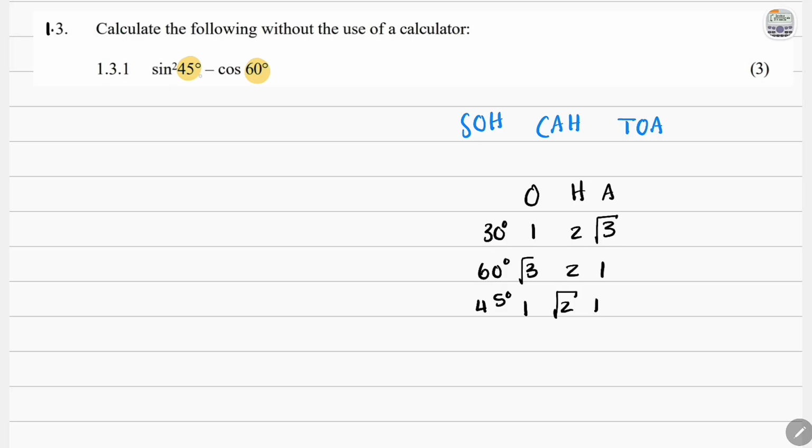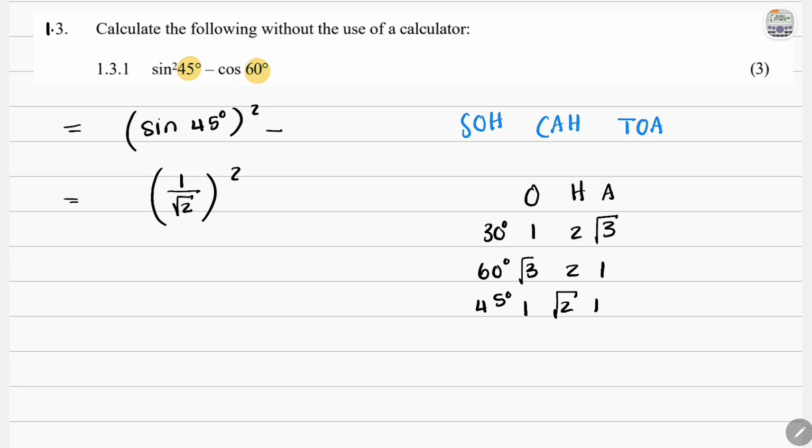And so when you see sine squared 45 degrees, this means you're going to find the value of sine 45 degrees, and then this is going to be squared. Okay, so how do we find the value of sine 45 degrees? Well, you know that sine is opposite over the hypotenuse. So we go to the 45-degree row, and we take the opposite side over the hypotenuse side. So that is 1 over the square root of 2 all squared.